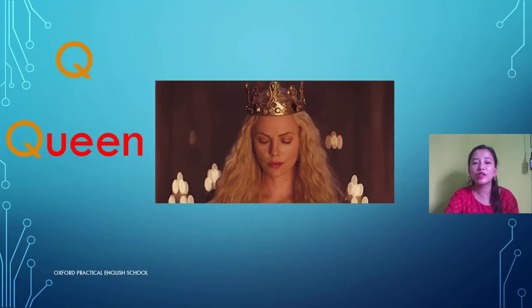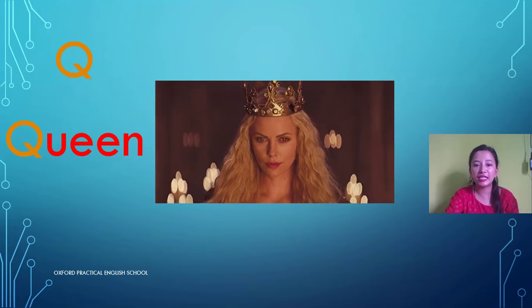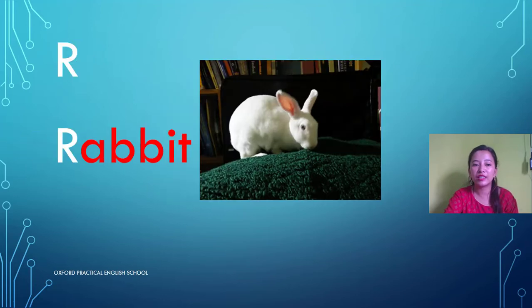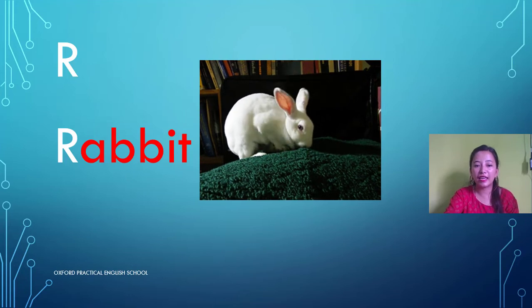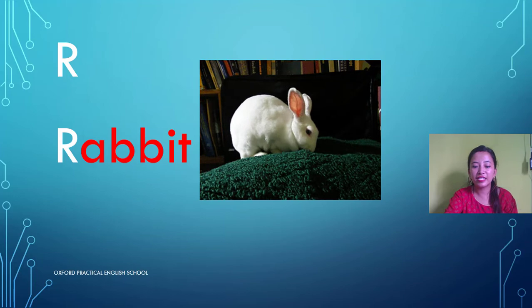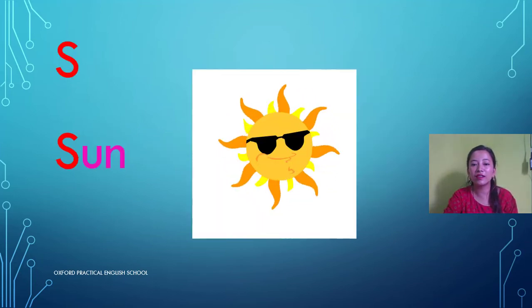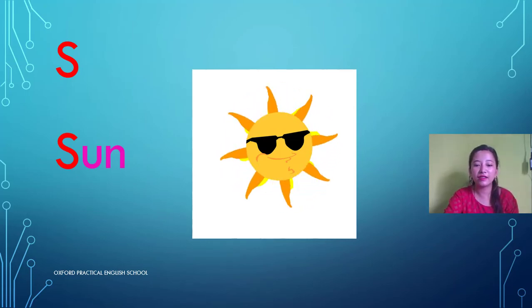Q for queen. Q U E E N, queen. R for rabbit. R A B B I T, rabbit. S for sun. S U N, sun.